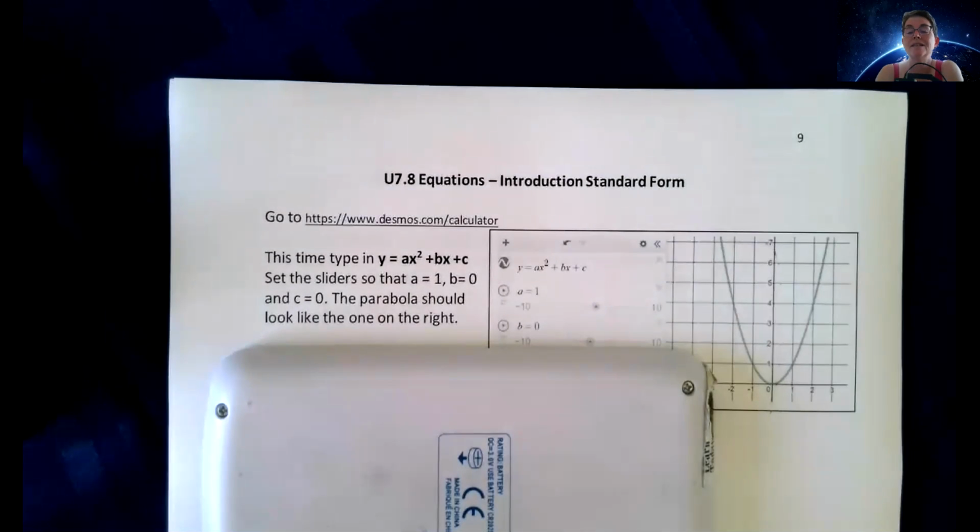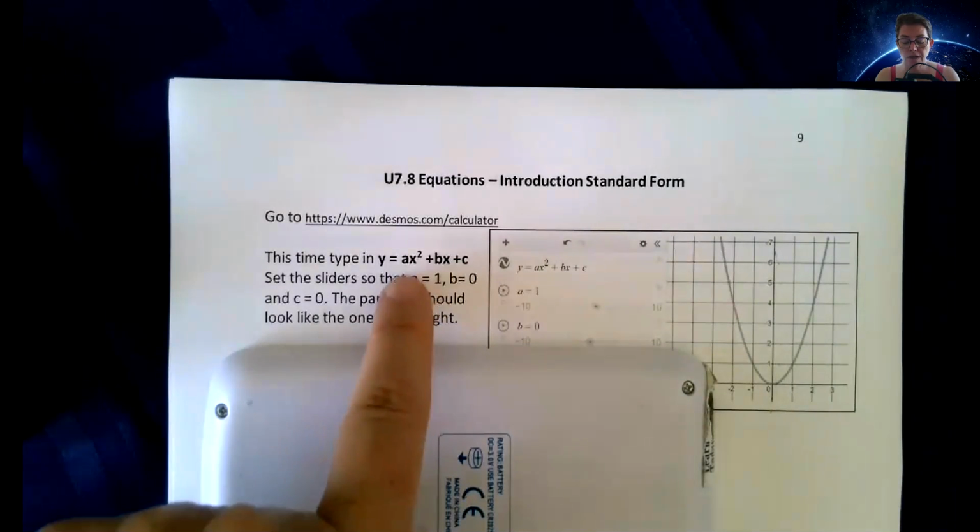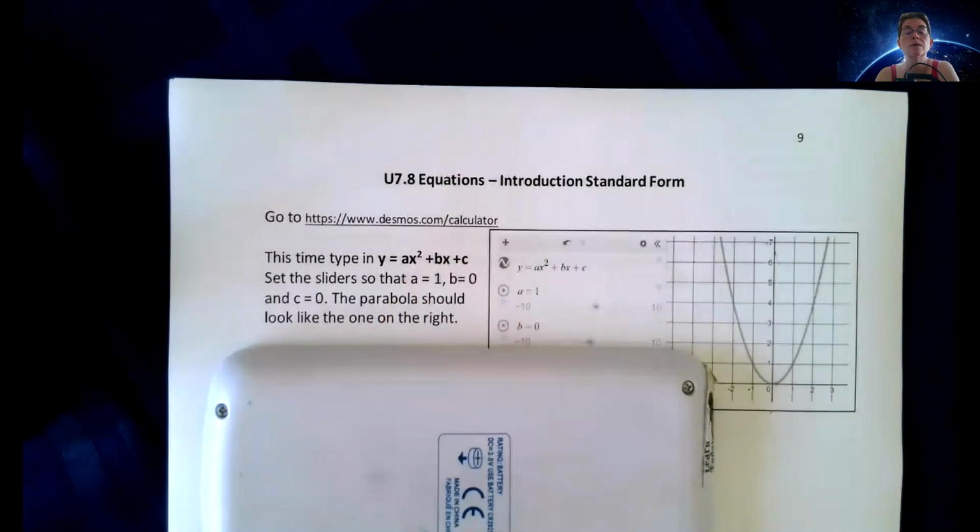Hi there, this is video 7.8 and we are going to use Desmos to look at the standard form of the quadratic equation, which is the one with the ax squared plus bx plus c. So I would like you to use your phone or tablet or laptop and go to Desmos, and I will meet you there shortly.